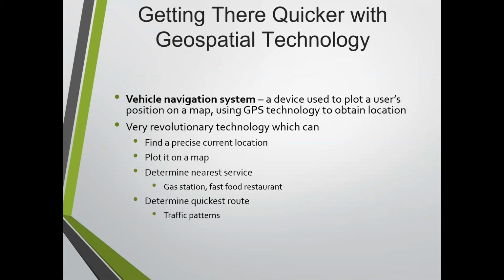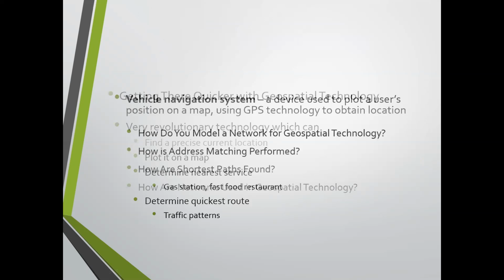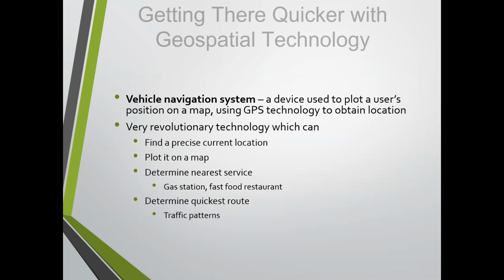One of the things the author begins to talk about is that most of you have used some kind of vehicle navigation device. If you have used one, basically it's a device that's going to plot your position on a map, and it uses two things actually, not just one. It's using GPS technology to obtain your location, but then it has to plot that GPS location on a base map. So you have to have both things in place.